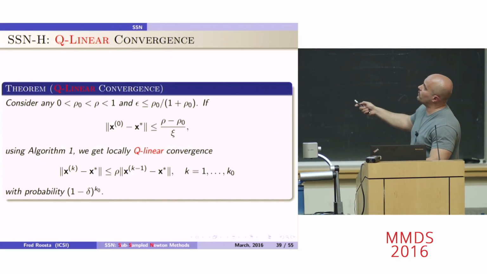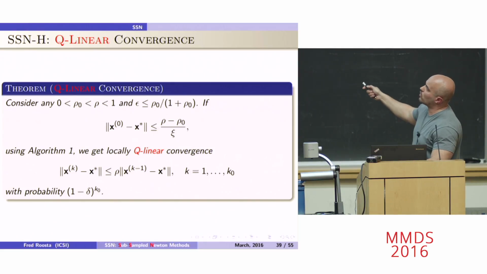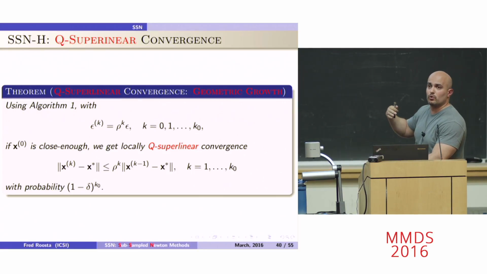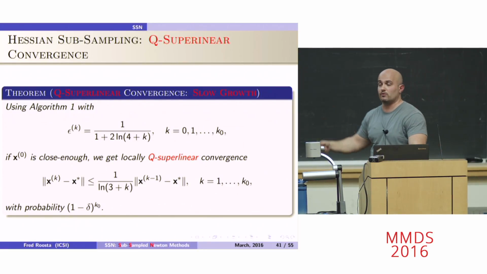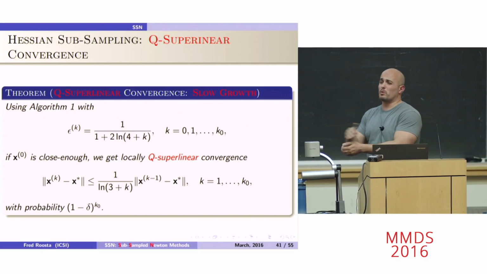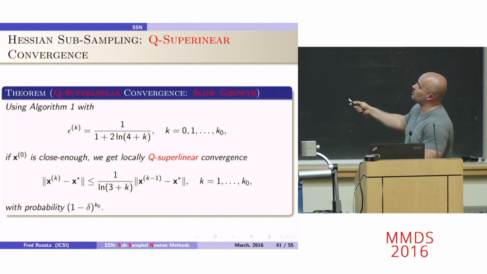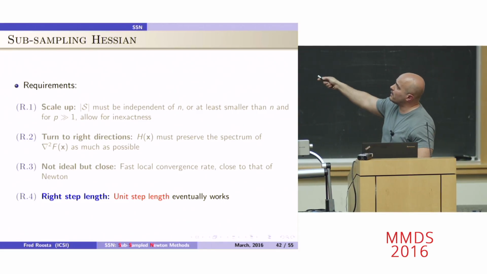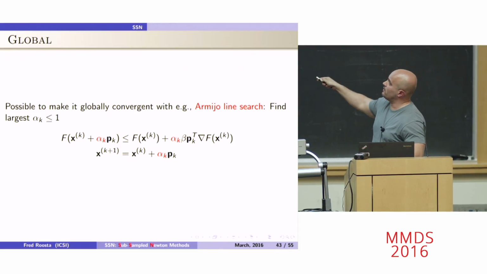So there is a simple algorithm we can use, and there is this result that if you're close enough, then you get this linear rate. If you want faster, you can also make it superlinear if you allow yourself to approximate the Hessian more accurately as you go along. You can also have another superlinear variant where the approximation grows, but incredibly slowly, at the rate of the log of the iteration. And finally, a unit step length, which he said needs to work.